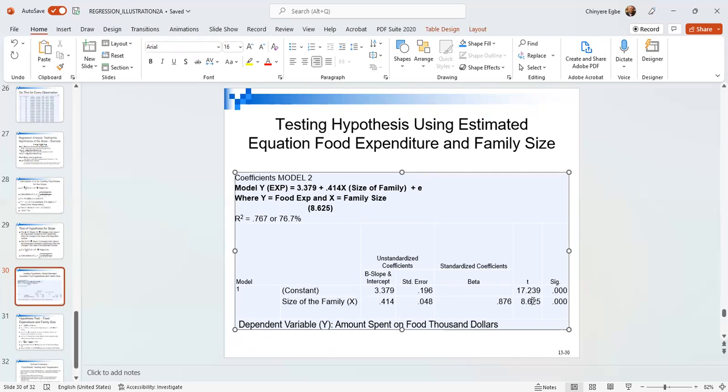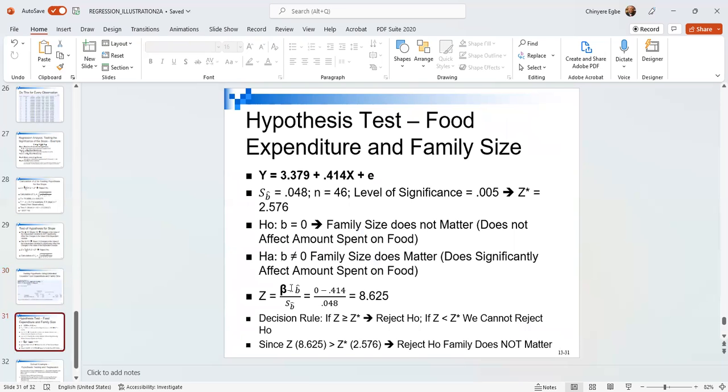So when you see this in a printout, I expect for you to be able to interpret it and put it in this form, and then make a decision. The decision rule, as you learned earlier, for hypothesis testing is if the calculated Z is greater than or equal to the critical Z star, then we reject the null hypothesis. If the calculated Z is less than the Z star, we cannot reject the null hypothesis.